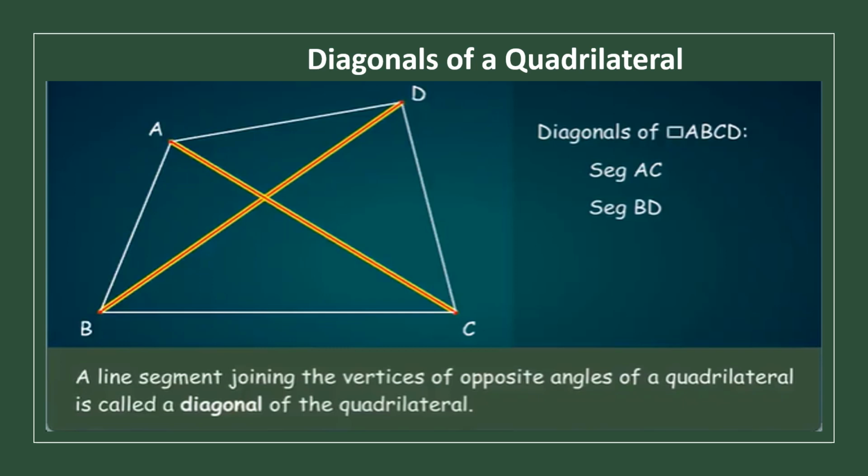Similarly, B and D. So how many diagonals are there for a quadrilateral? We have only 2 diagonals drawn on every quadrilateral. So here the diagonals of quadrilateral ABCD are segment AC and segment BD.